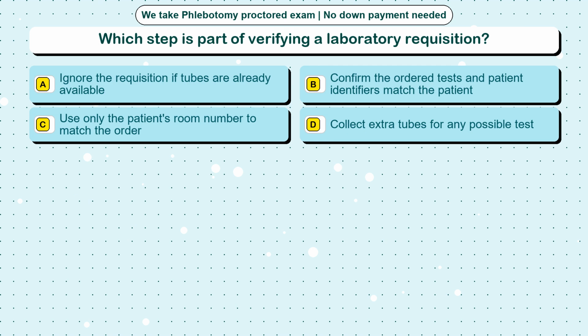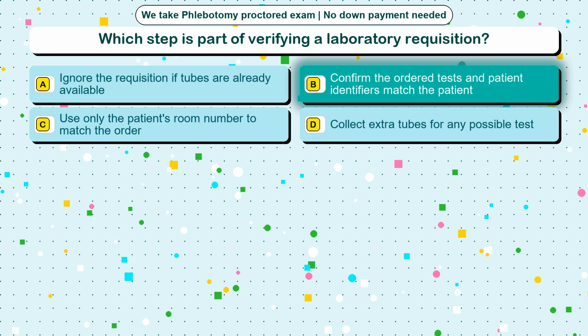Question 44. Which step is part of verifying a laboratory requisition? Option A, ignore the requisition if tubes are already available. Option B, confirm the ordered tests and patient identifiers match the patient. Option C, use only the patient's room number to match the order. Option D, collect extra tubes for any possible test. The correct answer is option B, confirm the ordered tests and patient identifiers match the patient.